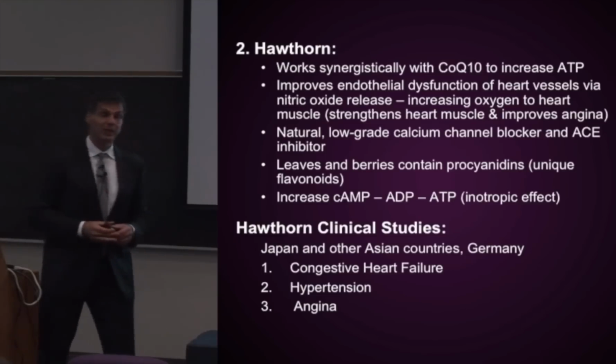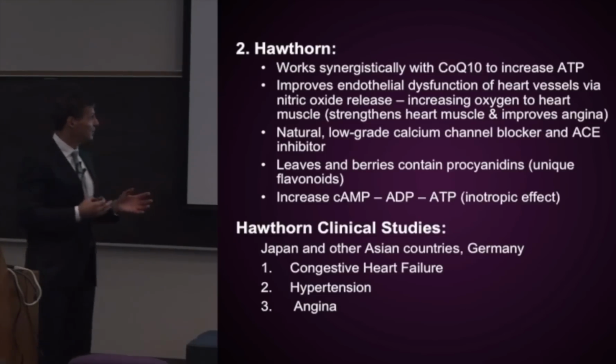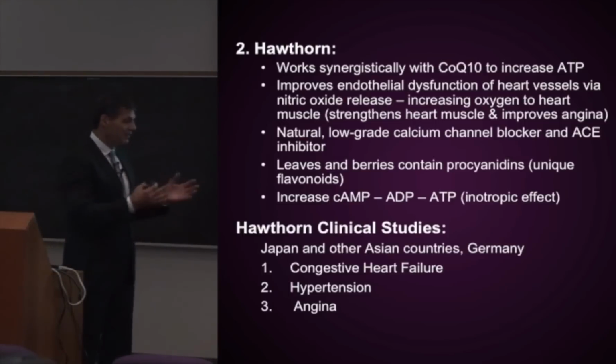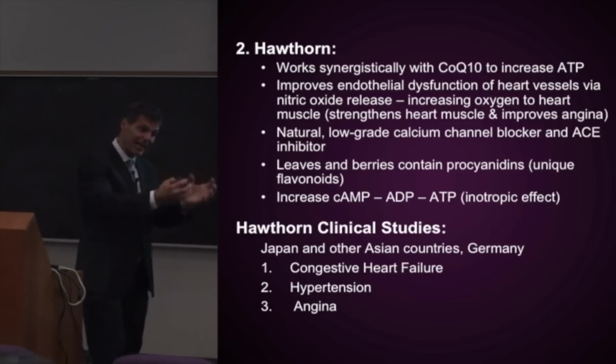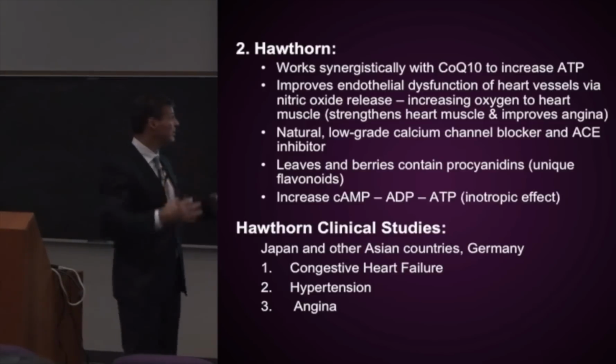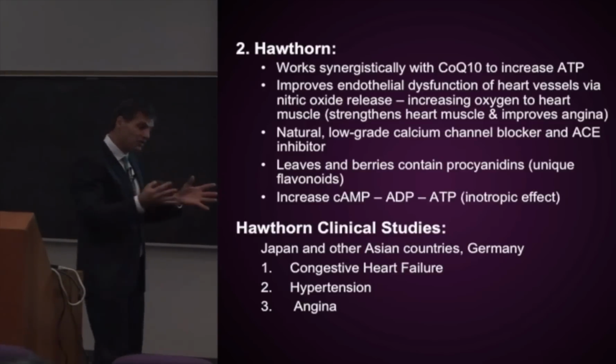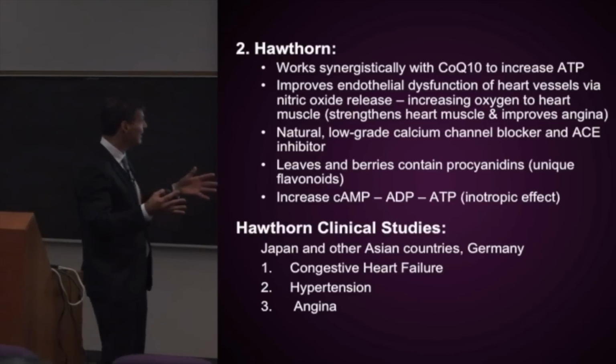Hawthorne works with CoQ10. I've mentioned this to you before. It has the flavonoid compounds that actually help to increase cyclic AMP. From cyclic AMP, you make more ADP. Then from there, you make more ATP. So Hawthorne increases energy production in the heart muscle. It also dilates the blood vessels by increasing nitric oxide.